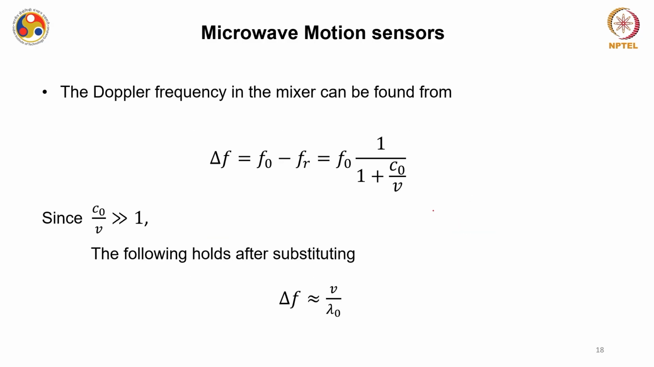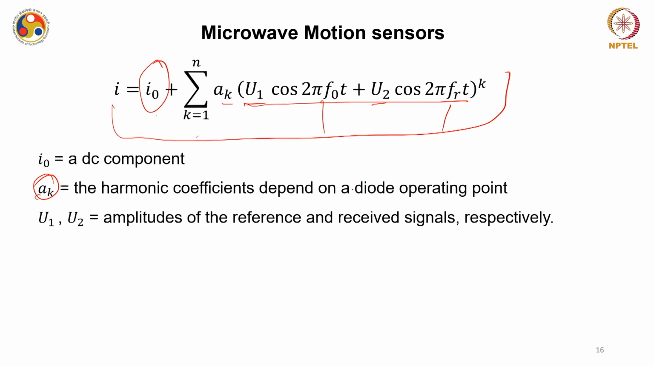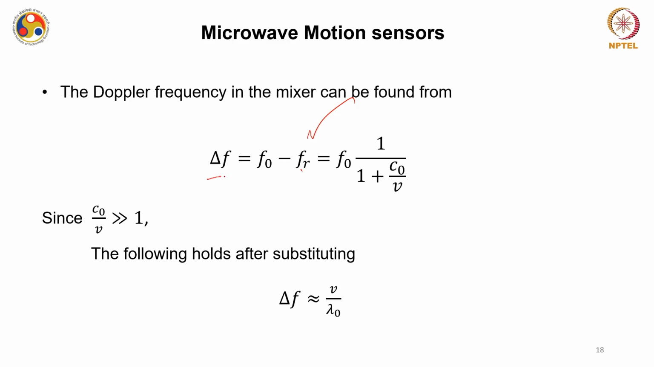The Doppler's frequency in the mixer can be found as delta f, which is F naught minus Fr, and Fr we have already calculated. If you remember, we have calculated it from this equation: Fr is equal to F naught into 1 by 1 plus V by C naught. If I put this value in this equation, I will have delta f is equal to F naught into 1 plus C naught by V.